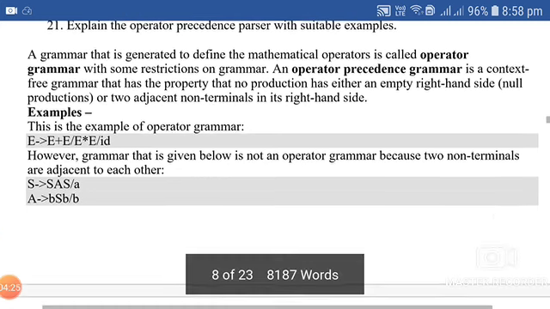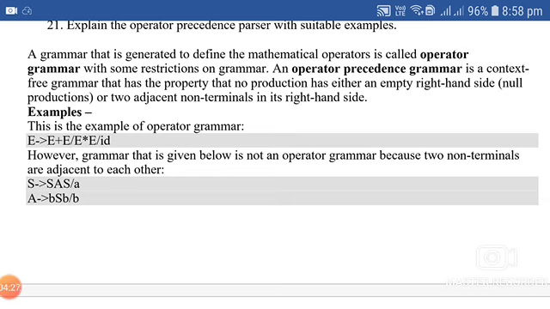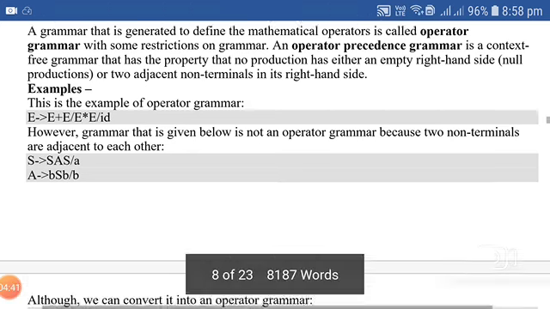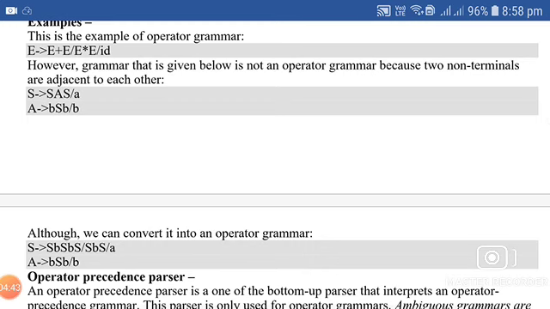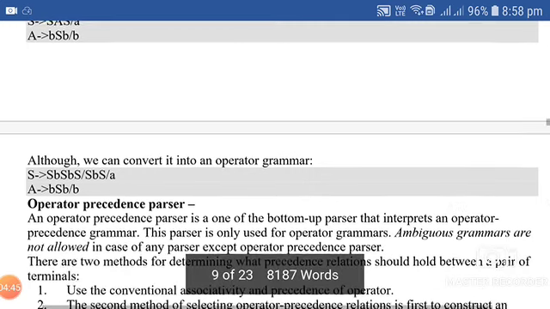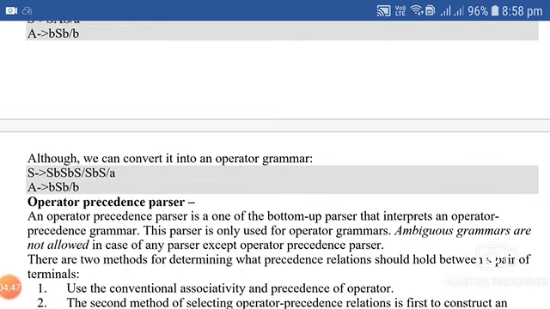This is an example of an operator grammar: E gives E plus E or E star E or id. However, the grammar given below is not an operator grammar because two non-terminals are adjacent to each other: S gives SAS | a, A gives BSB | b. Although, we can convert it into an operator grammar: S gives SBSBS | SBS | a, A gives BSB | b.